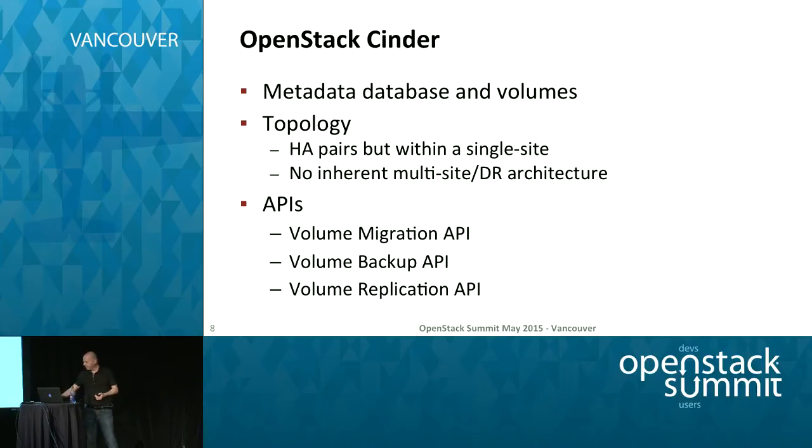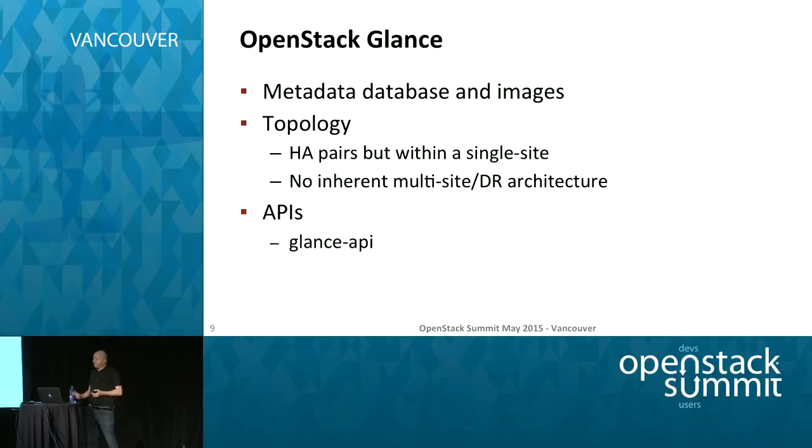And when we look at OpenStack Glance, Glance is the image repository, right? I need to take the images and make sure I can actually import them on the other side. Similar to Cinder in topology, we have a notion of an HA pair, but no notion of multi-site. And of course, we have the Glance API that we can utilize.